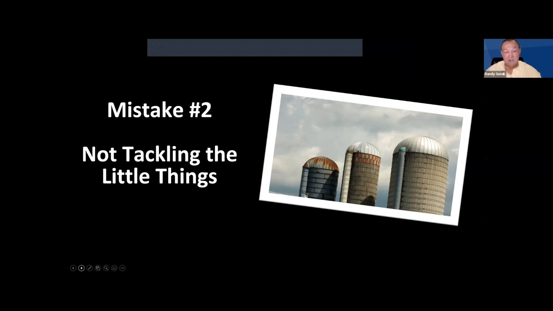How about mistake number 2, not tackling the little things? What are the little things in your world? How about silos? Do we have silos? Do we have accounting department versus the estimating department? Do we have HR versus manufacturing? Do we have ownership against hourly workers? What are the problems, or what are the squabbles? Are they policies that are outdated? Are they procedures that don't make any sense? If you let all of that stuff just sit there because they're just little things, I haven't got time for that, they become the big things.